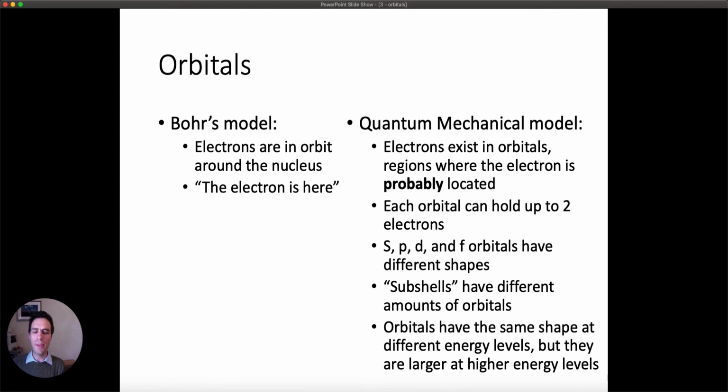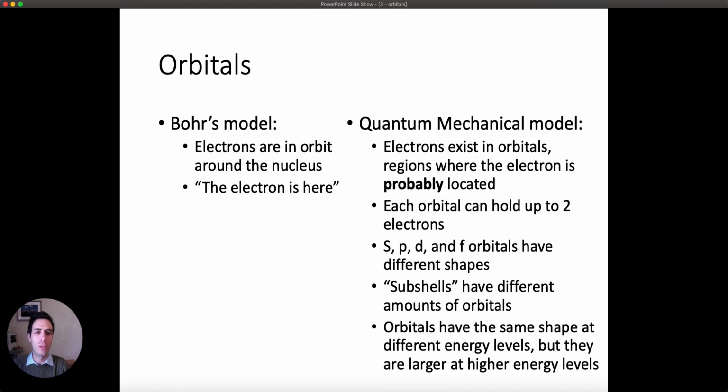But in the quantum mechanical model, which is where orbitals are, the idea is that orbitals represent quantum mechanics, really advanced math, and they're regions where the electron is probably located. You can't say with 100% certainty the electron is here. All we can do is describe the shape where there is a 90% chance of finding the electron somewhere in this space. So an orbital is like a probability cloud.